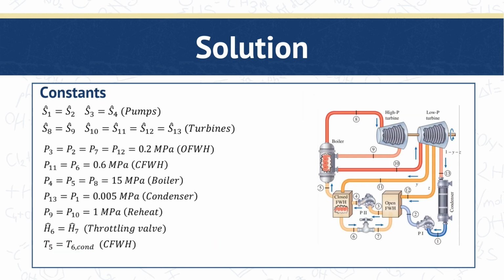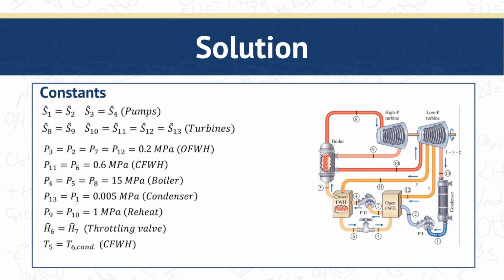To streamline this problem, we need to list down our constants, that is, what are constant in the processes. So first we have pumping, which as we all know is isentropic. So S1 is equal to S2 and S3 is equal to S4. The next one is for the turbines or for the expansion, which is also isentropic. So S8 is equal to S9, and then S10, which is what enters, is equal to S11, S12, and S13.